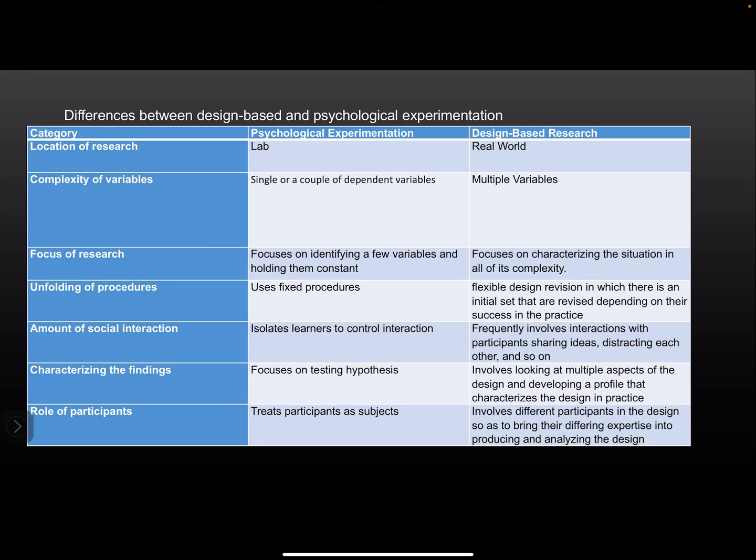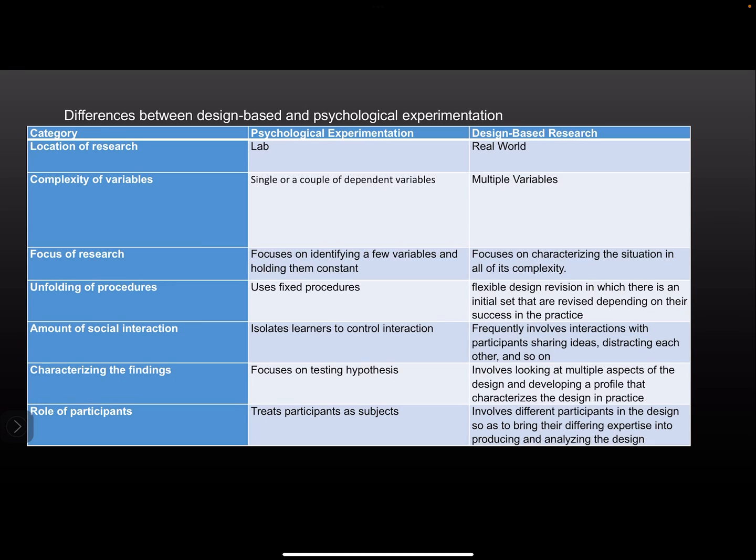The focus of research for psychological experimentation is usually going to be on identifying a few variables and holding them constant, whereas design-based research focuses on characterizing the situation and all of its complexity. The procedures: psychological experimentation uses fixed procedures, whereas design-based research involves flexible design revision, in which there's a tentative initial set that is revised depending on its success in practice.